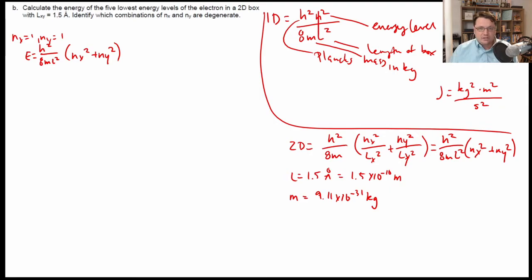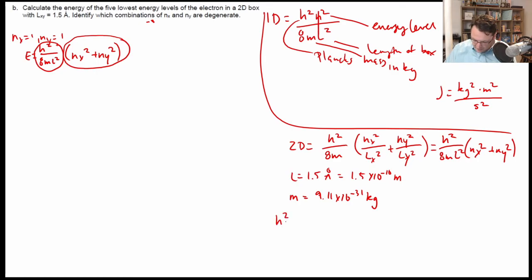Now, one thing you can do, especially if you're ever given a problem like this where you have to calculate a bunch of them, is notice that the only thing that's going to be changing is this part right here. This part stays exactly the same no matter what the energy level is, because it's independent. So I can calculate what this part is on its own beforehand. So h squared is 6.626 times 10 to the negative 34. Actually, let me do that calculation down here.